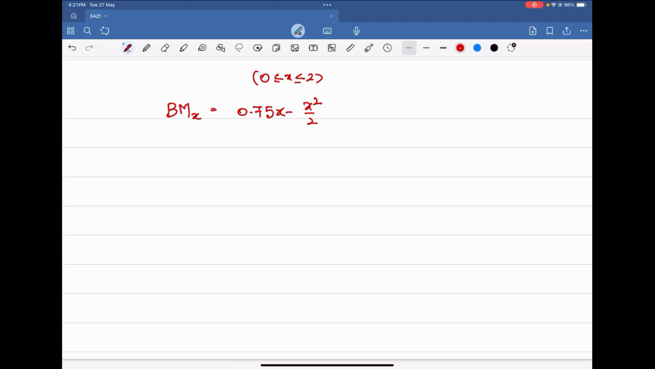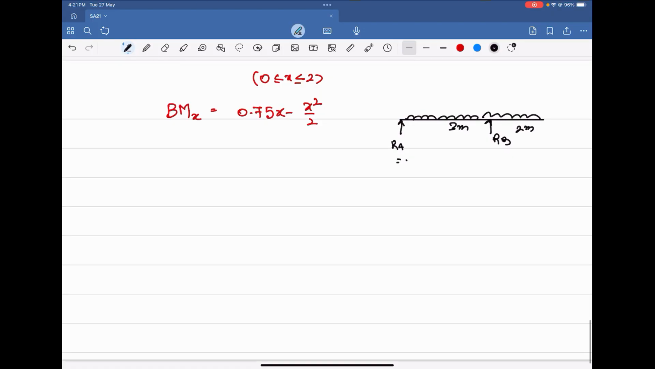This is with the integration, simply we have got. For example, if we don't want to use integration, in that case what do we have to do? This is the beam, RA, this is RB, this is two meters, this is 3 meters, and RA is 0.75, this is 2.25, between RA and, this is 2 meters and that is 1 meter.